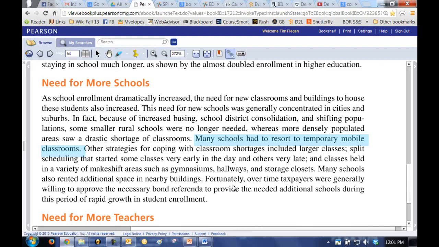I observed a student teacher one time that taught her class in the library while the library was functioning because there wasn't enough class space. You've seen lots of mobile classrooms around in South Dakota.